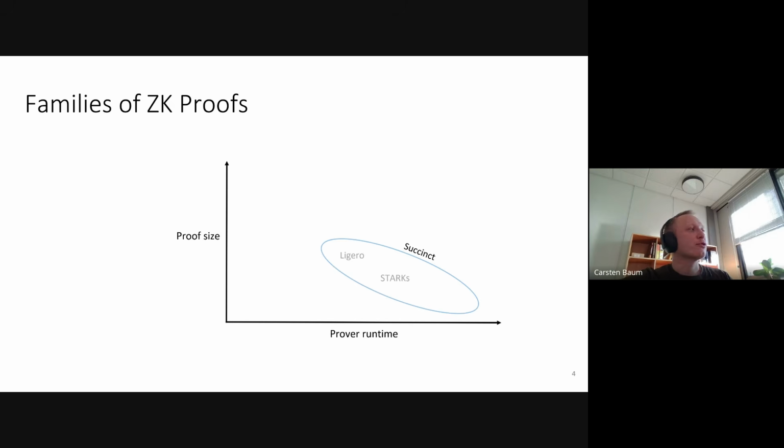But then there are also quite a few applications where the proven statement is actually quite small, and you pay a lot for the succinctness. These are proof systems that have a proof size that is larger, even up to linear in the size of the statement that you're showing, but where the prover runtime is quite a lot smaller, right?